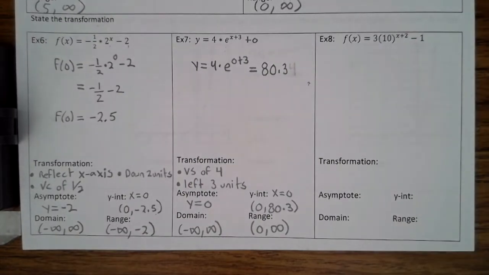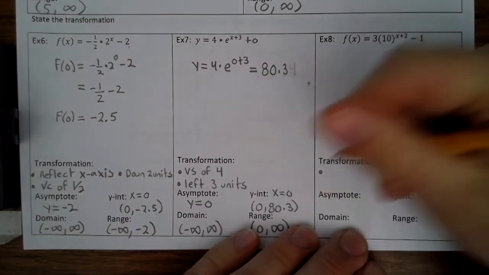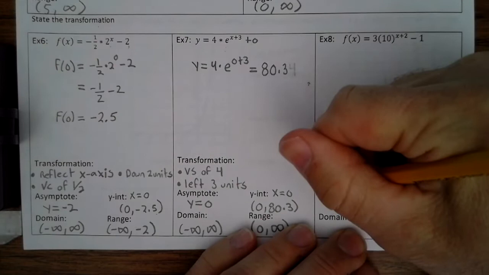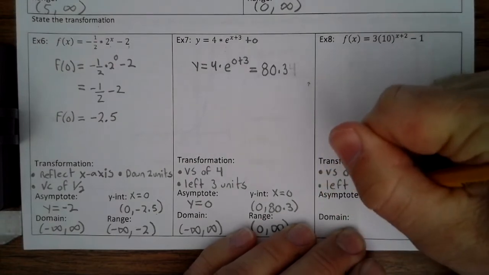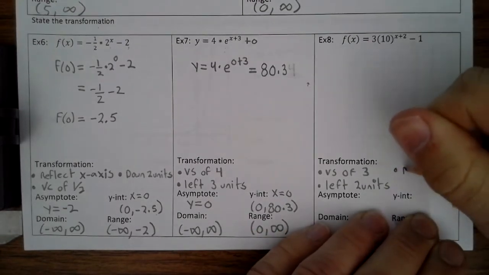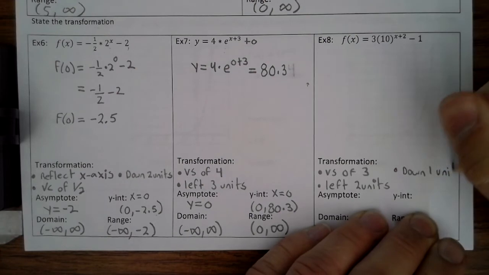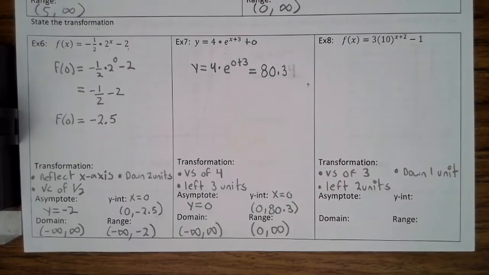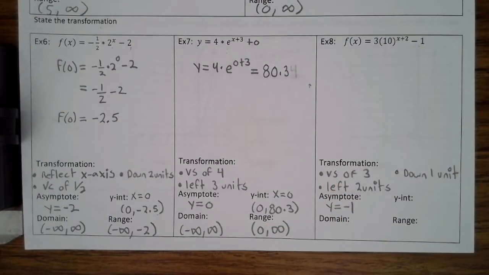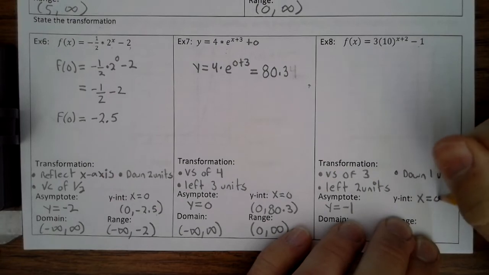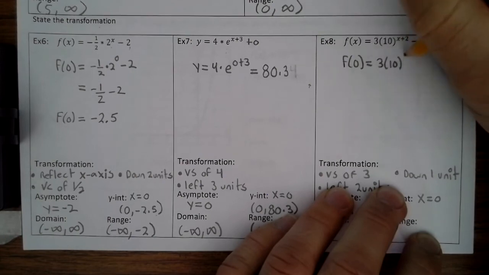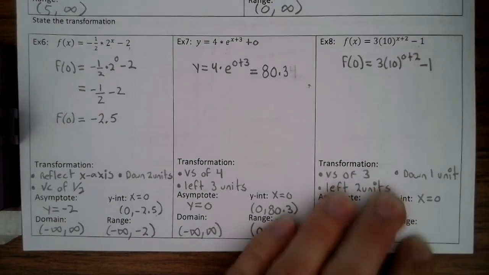All right, example 8. Transformation. Looks like we have a vertical stretch of 3, left 2 units, and down 1 unit. Okay, the asymptote, that's this number right here, so y equals negative 1. The y-intercept is when x is 0, so f of 0 equals 3 times 10 to the 0 plus 2 minus 1.